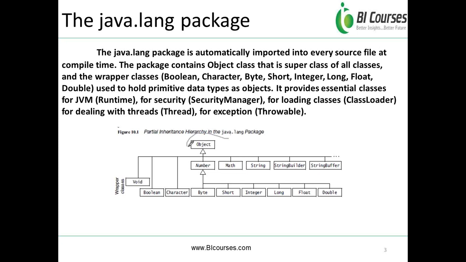If you look here, Object is the parent class, and we have these classes: Number, Math, StringBuilder, and StringBuffer. And under the Number class, again we have Byte, Short, Integer, Long, Float, Double. So we will discuss all these classes in this session.